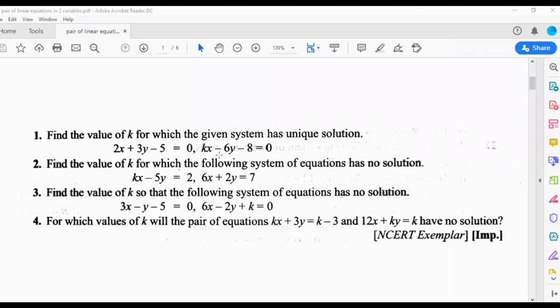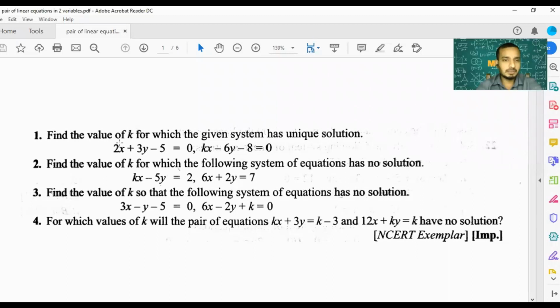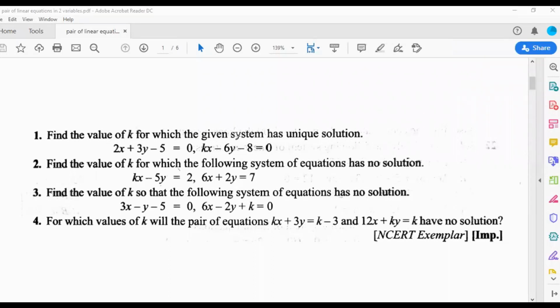Today we will discuss some more exercise questions from this chapter, pair of linear equations. So we start with this question. Find the value of k for which the given system has a unique solution. So how can we do this?